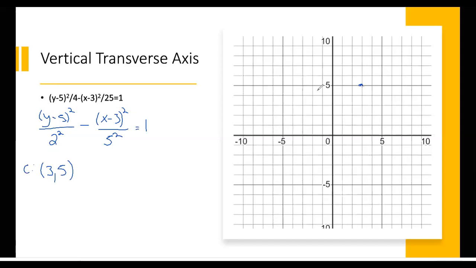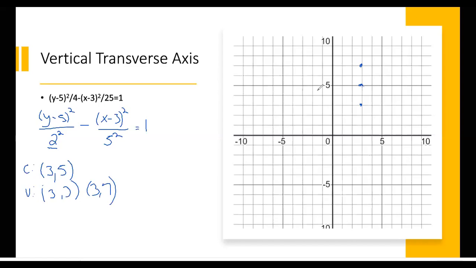Our vertices, because y is out front, we're going to move our denominator along a vertical axis from our center. So we're going to move down 2, and we're going to move up 2. If we move down 2, we become 3, 3. If we move up 2, we add 2 to 5. This becomes 3, 7.